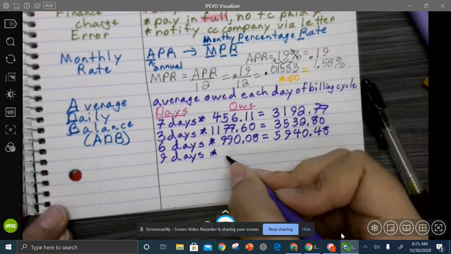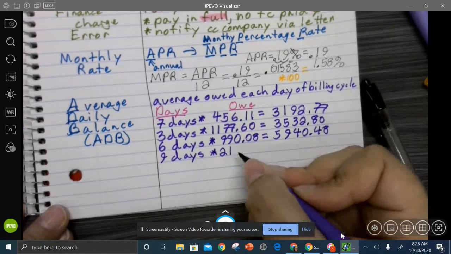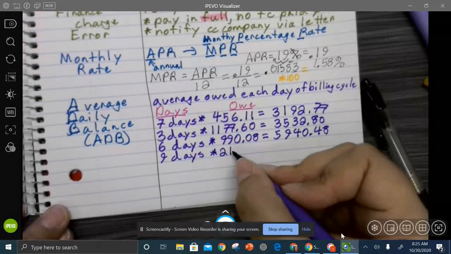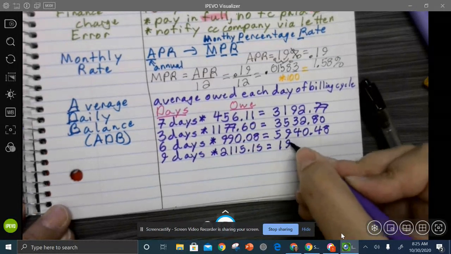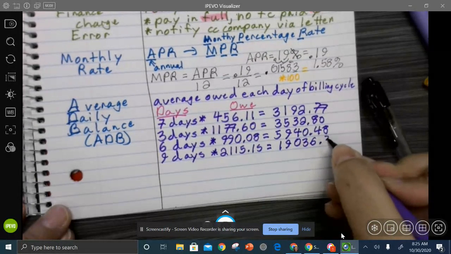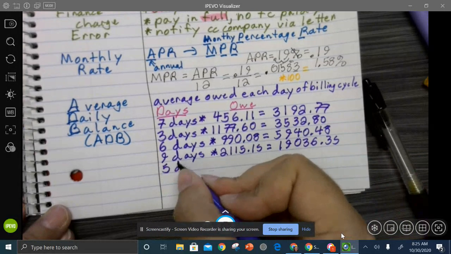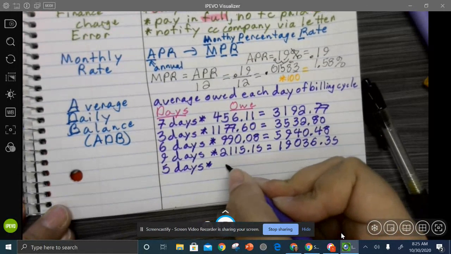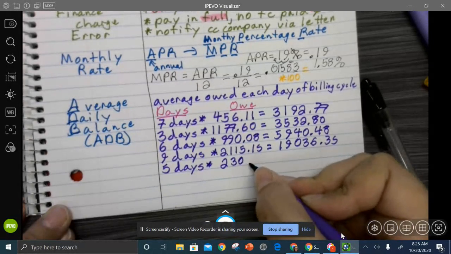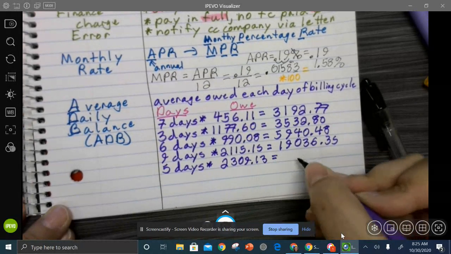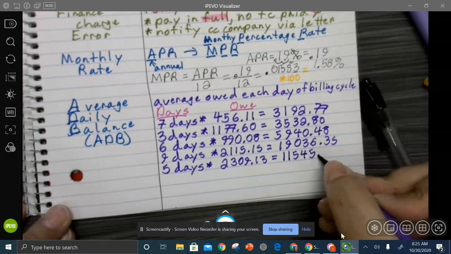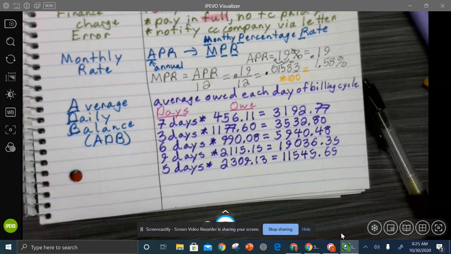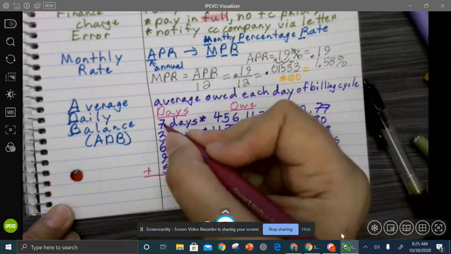Your balance went up, so you made a charge that raised it to $2,115.15. And for 5 days, the balance was $2,309.13, so that would be $11,545.65.